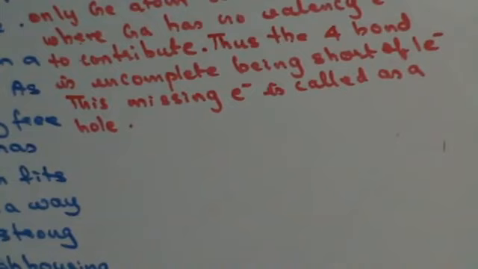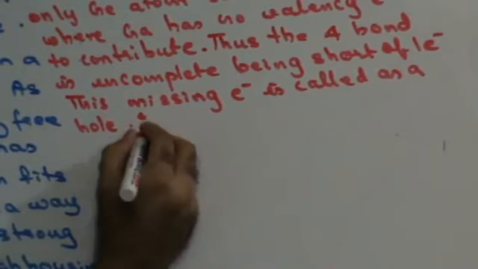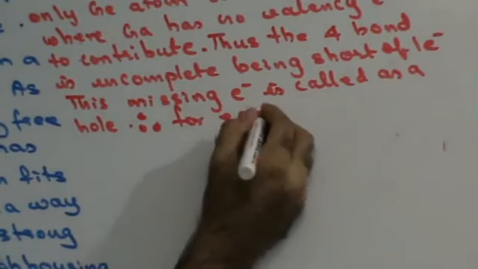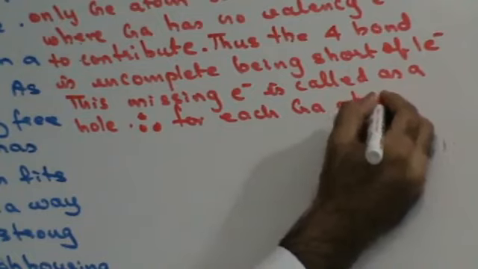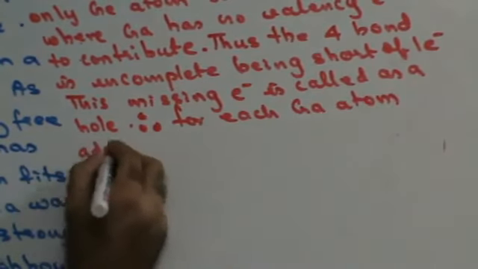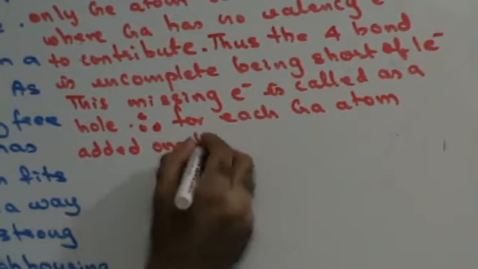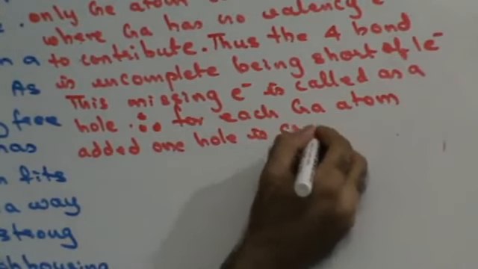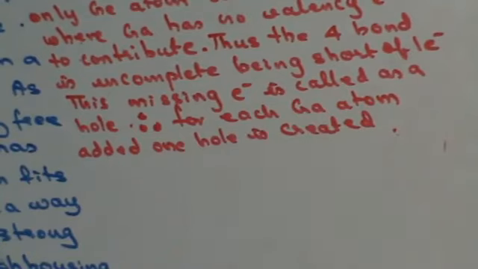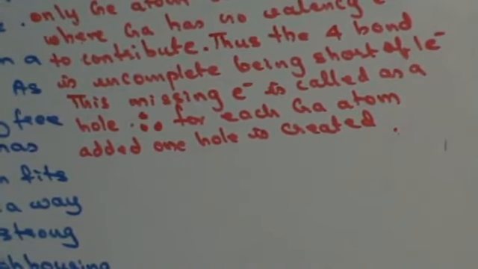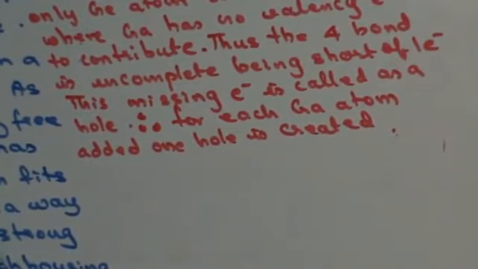Fine, do we get this in here? Thus, for each gallium atom added, one hole is created. Right? Yet an extremely small amount of gallium impurity provides enough atoms to supply millions of holes.